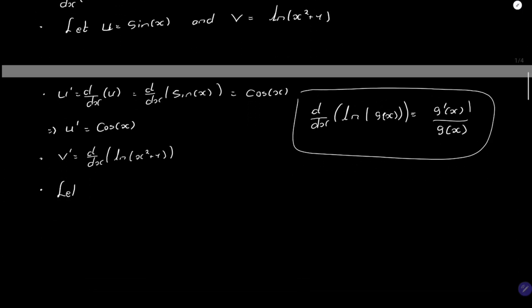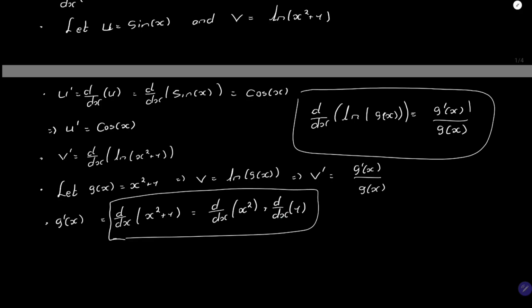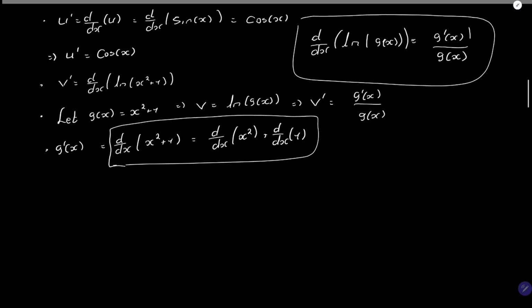So let g of x be equal to the function x squared plus 1. This implies that v is the same thing as the function ln of g of x, and v prime is then the function g prime of x on g of x. G prime of x, which is the derivative with respect to x of x squared plus 1, is the same thing as the derivative of x squared plus the derivative of 1. And this is a perfect application of our sum rule, which says that the derivative of a sum is the same thing as the sum of their derivatives.